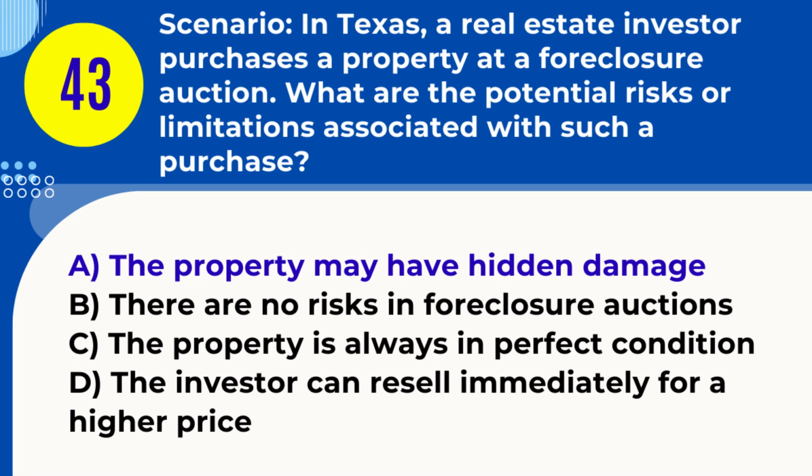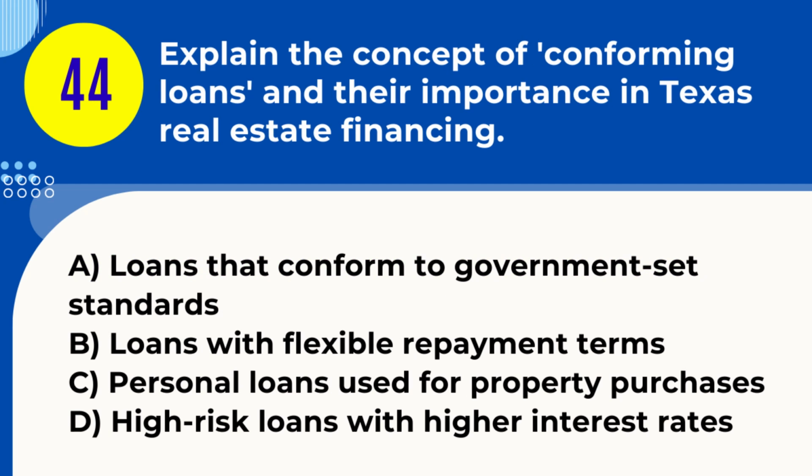Explanation: Buying a property at a foreclosure auction in Texas can be risky as the property is often sold as is, and the buyer may not have the opportunity to inspect the property beforehand, potentially leading to unseen damages or issues. Question 44. Explain the concept of conforming loans and their importance in Texas real estate financing.